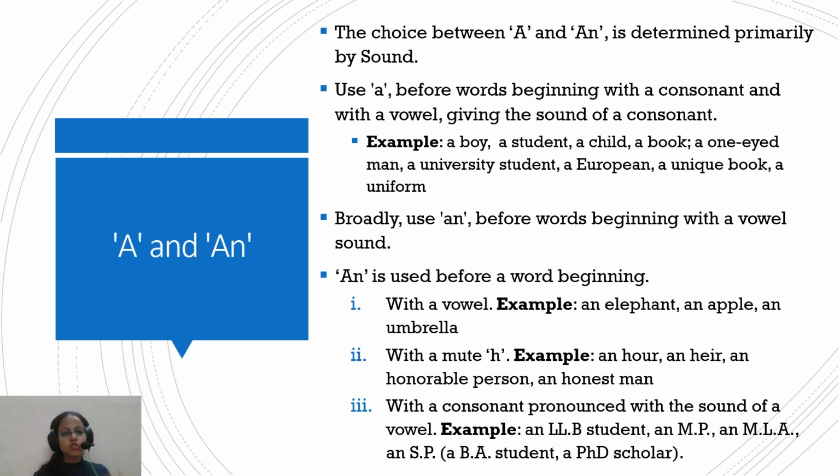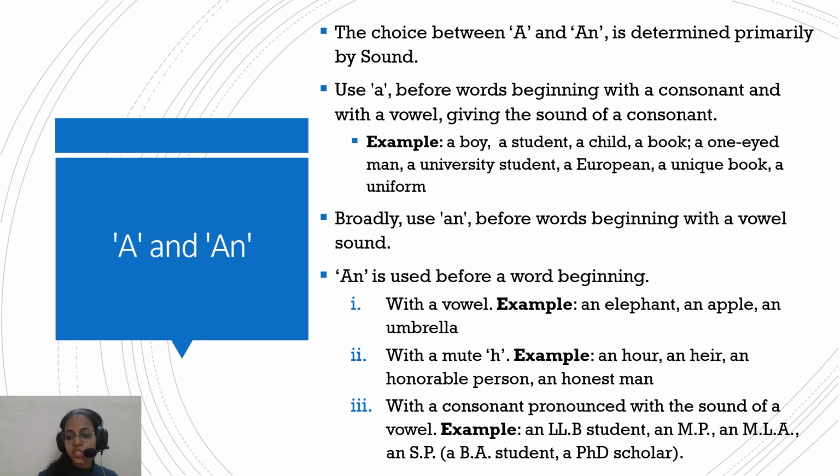Similarly, with "an", it has to be a vowel as the first letter or a vowel sound as the first letter. So: an elephant, an apple, an umbrella. Here we can clearly use "an" as the article. Then there are words with a muted H, which start with the consonant H, but the H does not come in the pronunciation. For example, "hour". We do not say "hour" with an H; it sounds like it's starting with a vowel. So it becomes "an hour" and not "a hour", despite the first letter being a consonant.